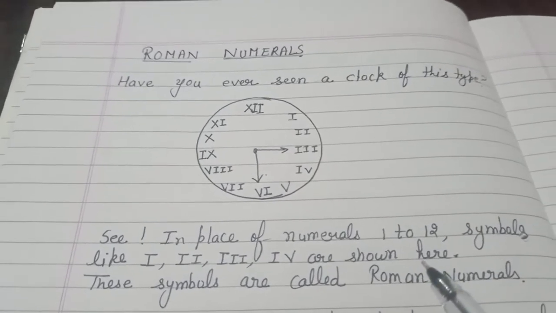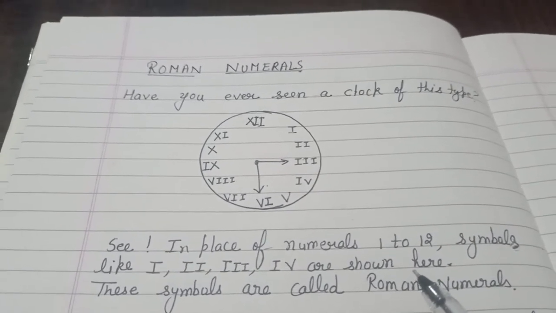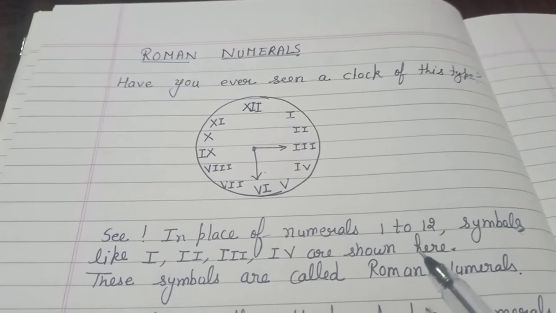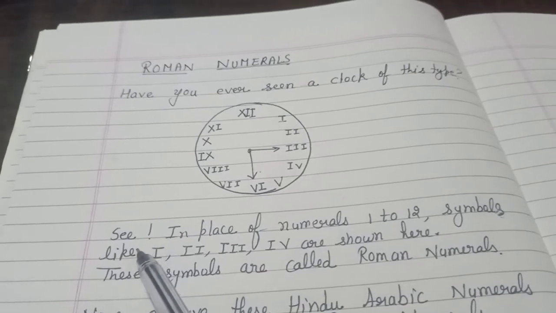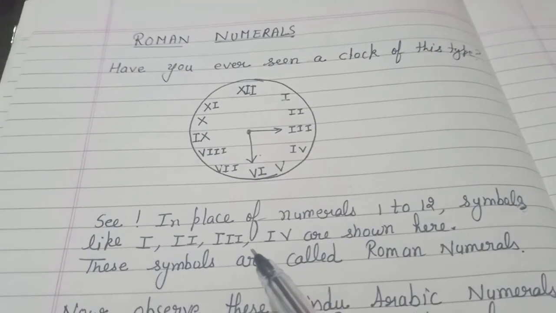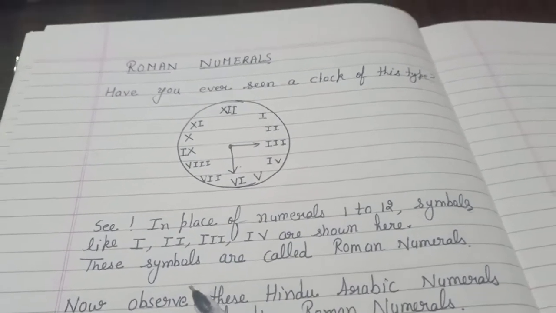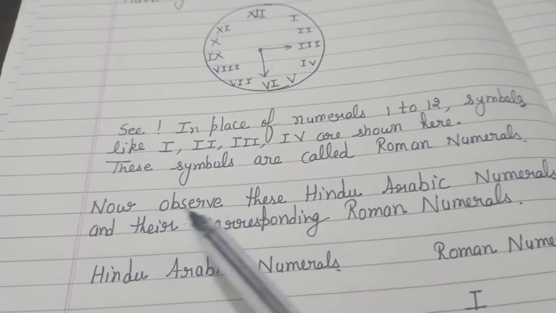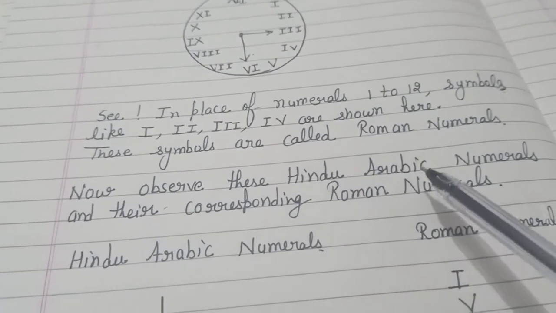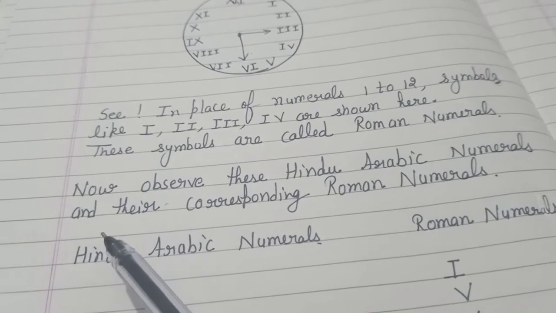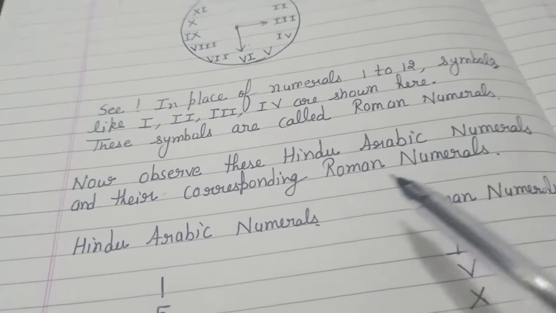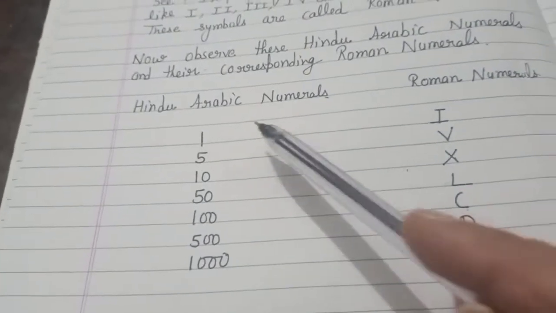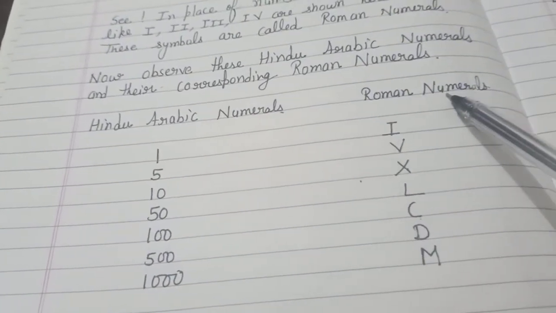And beta, you also remember the nameplate. The nameplate of your classroom is also written in Roman numerals. Okay, so now observe these Hindu Arabic numerals and their corresponding Roman numerals.